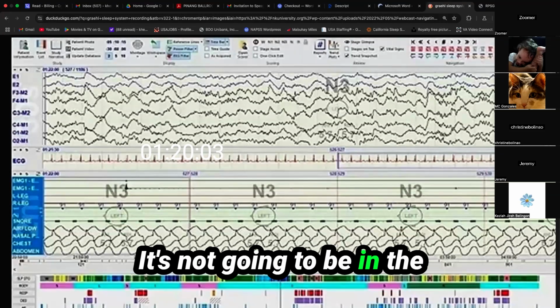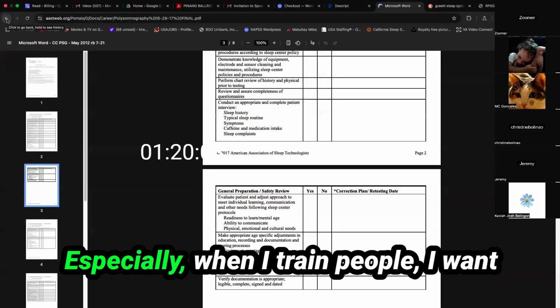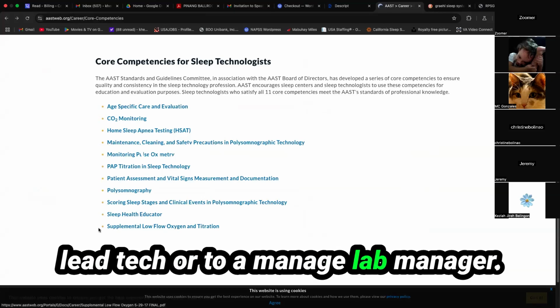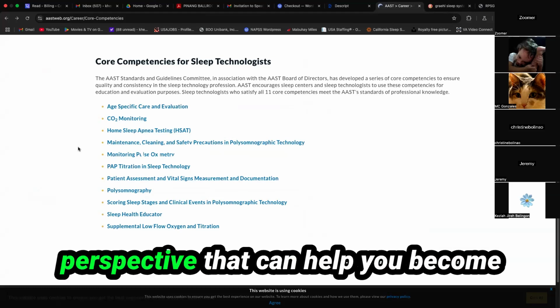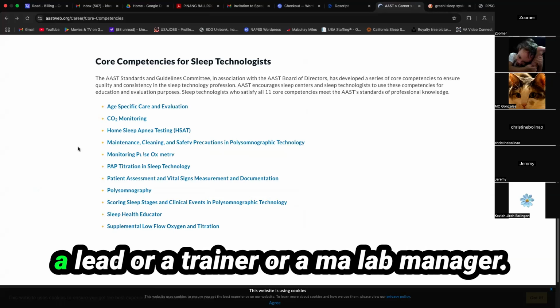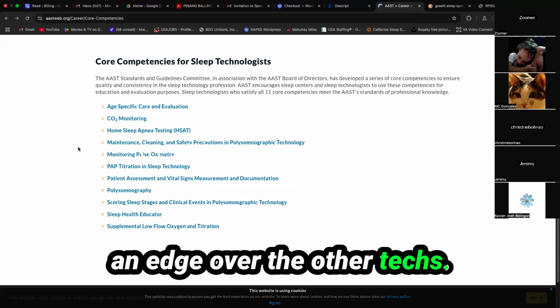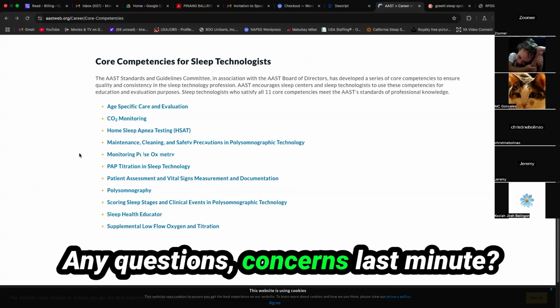It's not going to be in the competency, but it's really important, especially when I train people, I want them to be trained to at least lead tech or lab manager capabilities. So when I teach you all the other perspectives that can help you become a lead or a trainer or a lab manager, I always give you some of these inputs so you can have an edge over the other techs. All right. Sorry about all that. Any questions, concerns, last minute?